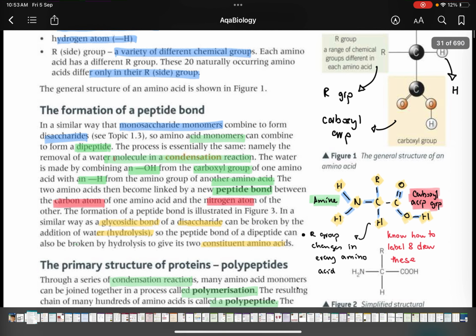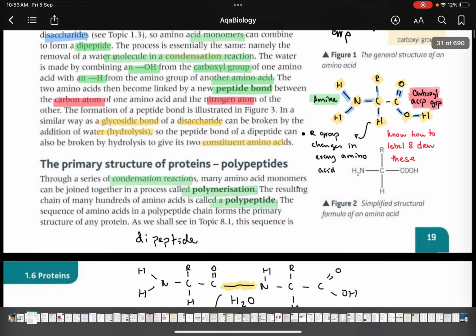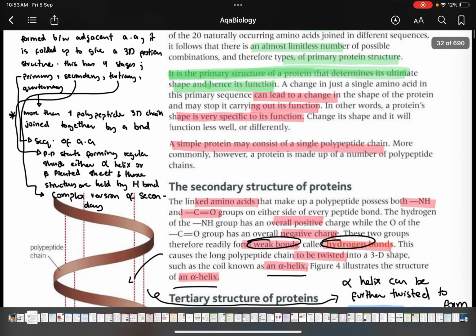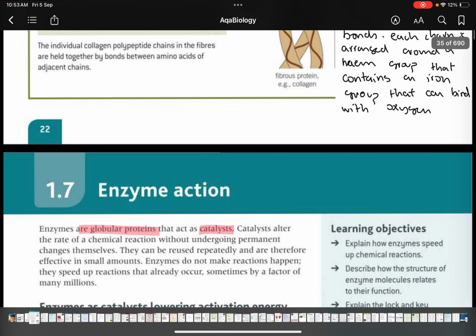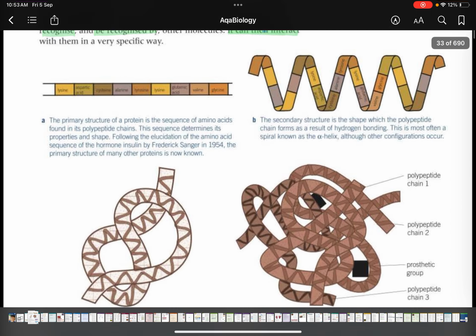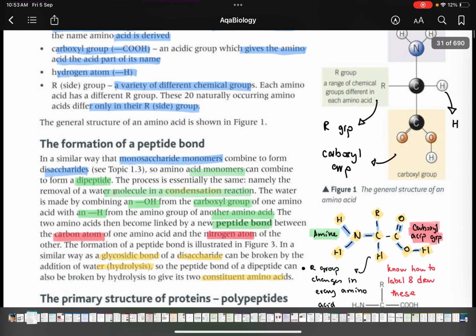So yeah, the formation of a peptide bond, and then we have the primary structure. Proteins are a little bit longer and they're a little bit trickier, but it's okay, we will get through them in this video. So yeah, let's get into it.